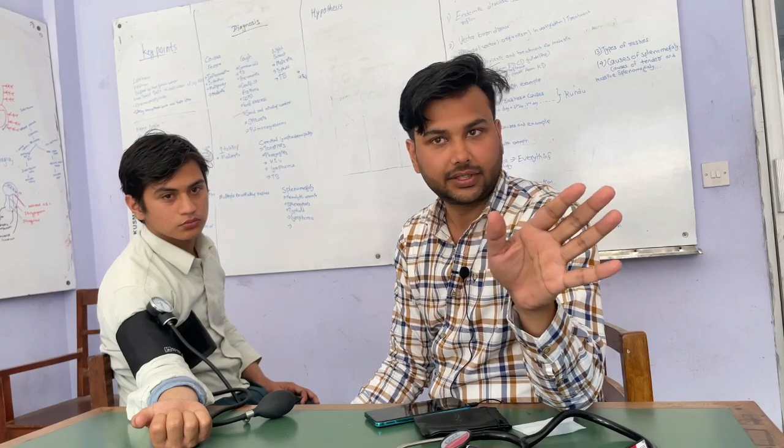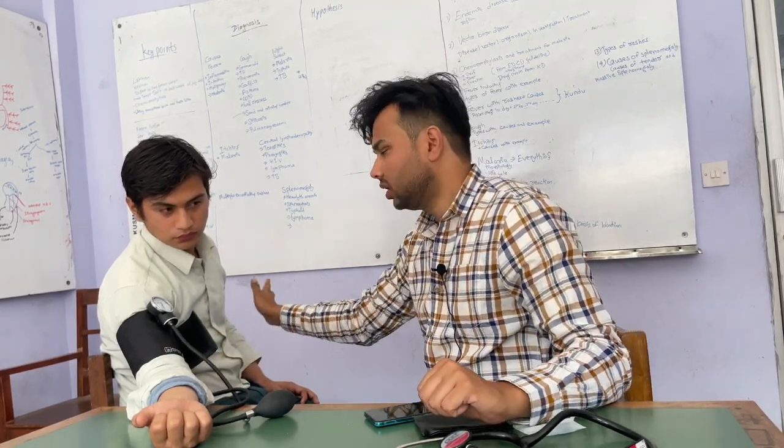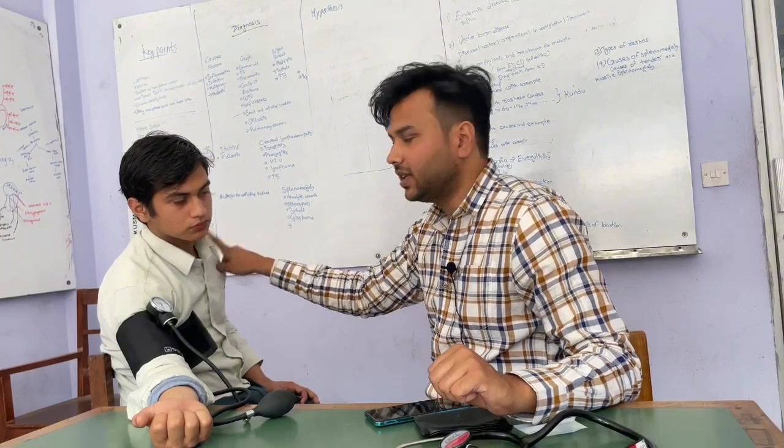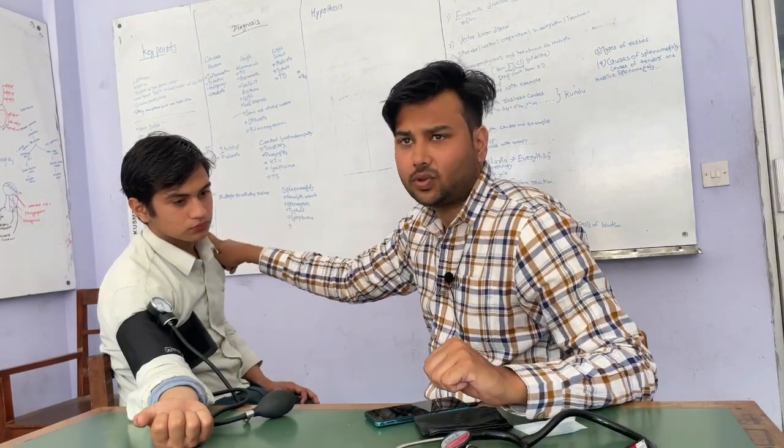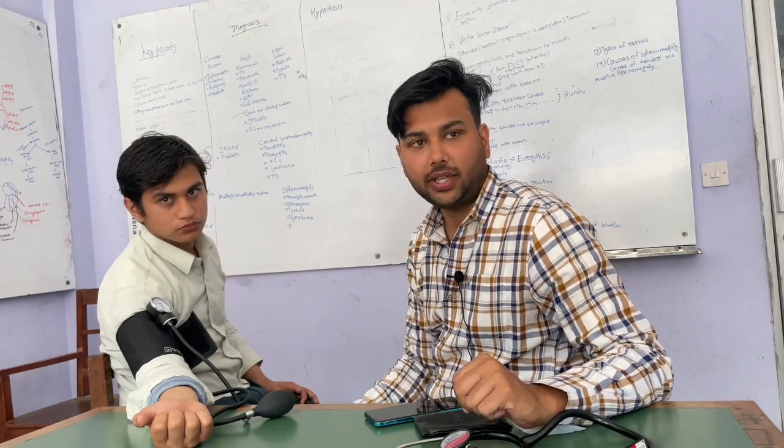Okay? After this, what you can do is you can also check the blood pressure in the other hand as well. Because if there is subclavian artery aneurysm, subclavian artery stenosis, coarctation of aorta, any such disease, his blood pressure reading on the left side will be decreased. Okay?